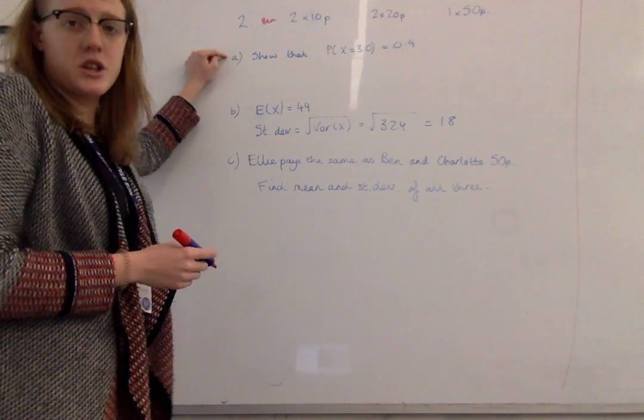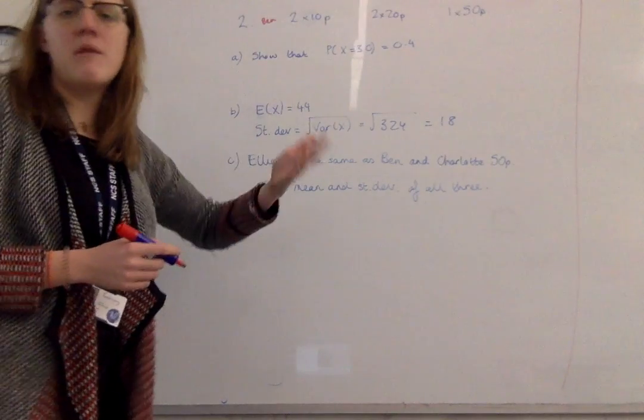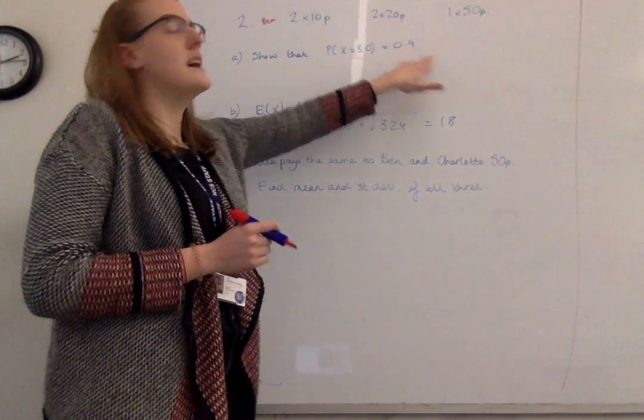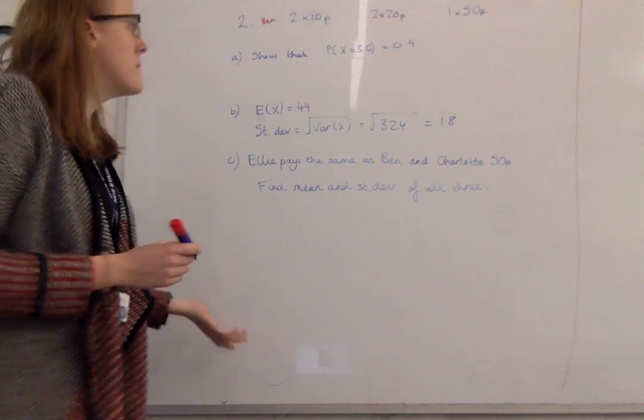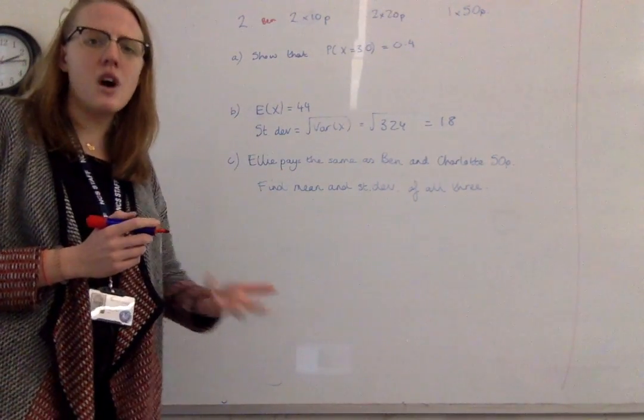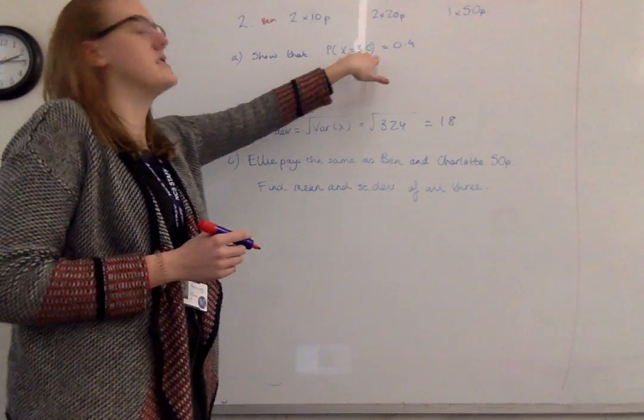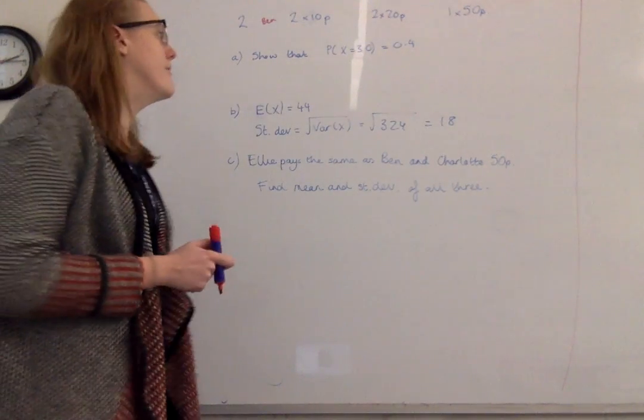So the first question asked us to use a probability argument to deduce that the probability of x equals 30 is 0.4. Now what that means essentially is it wants us to use our knowledge of probability to work out that the probability of x equals 30 and show that it equals 0.4.